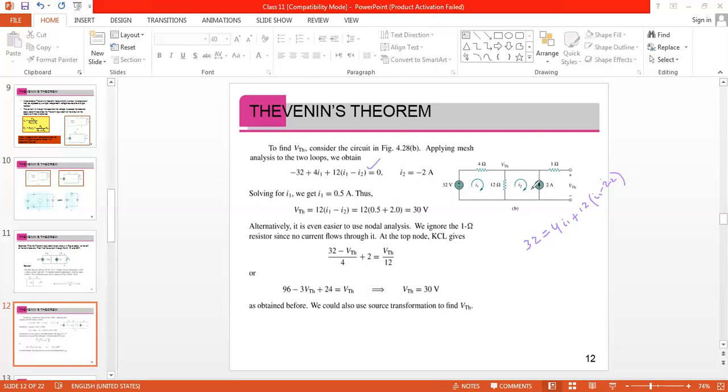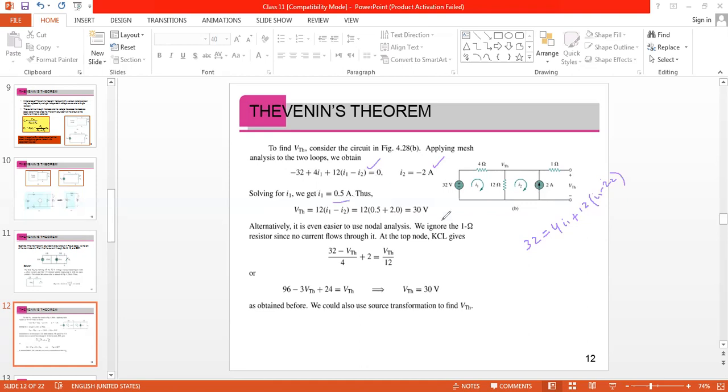Now, looking at the other mesh, we don't need to solve this mesh because we know that the current passing through this branch is the same as this I2, but both of them have opposite directions. So you can say that I2 is equal to minus 2 ampere. So you know this I1 equation and you know the value of I2. So you can find I1 by putting this value into this equation, which is equal to 0.5 ampere.